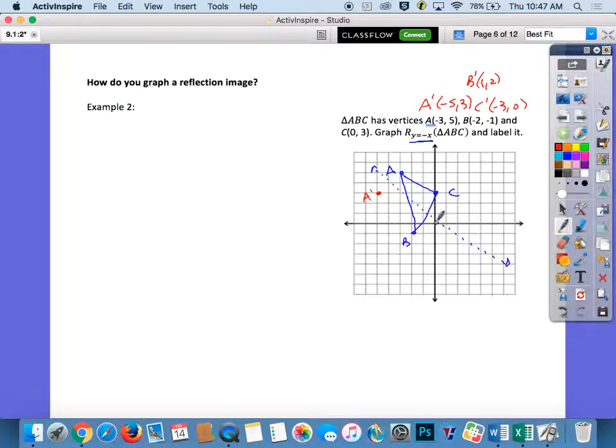And then your B prime is going to be, let's see, 1, 2. Over 1, up 2. And then your C prime is going to be -3, 0. So this guy came down here. This guy came over here. Oh, -3, 0, guys. Where are we? There we go. That didn't look right. Okay, that looks better. I was looking at the wrong drawing that I had.